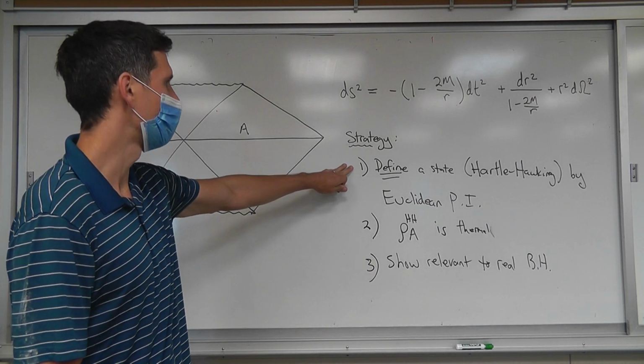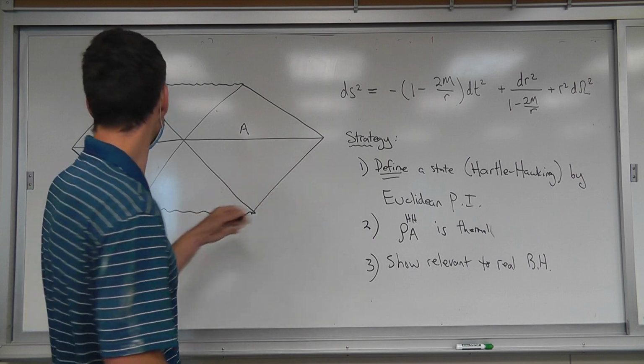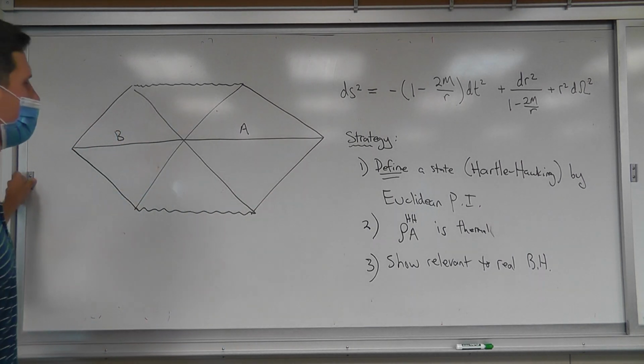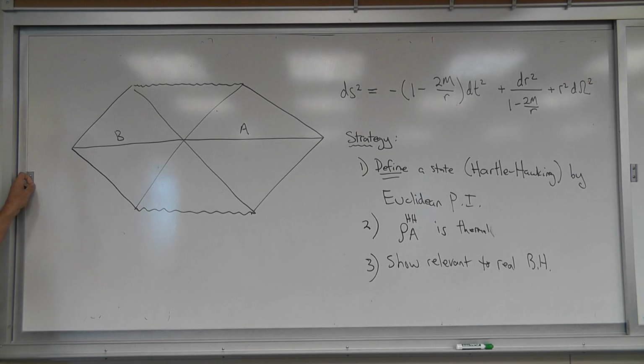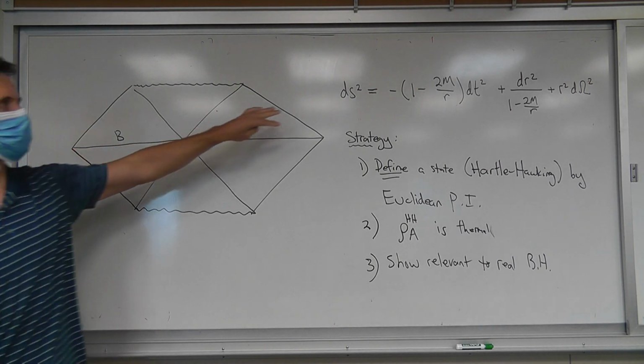We're going to define a state by a Euclidean path integral. The path integral, what we're going to do is we're going to take the Schwarzschild metric here.